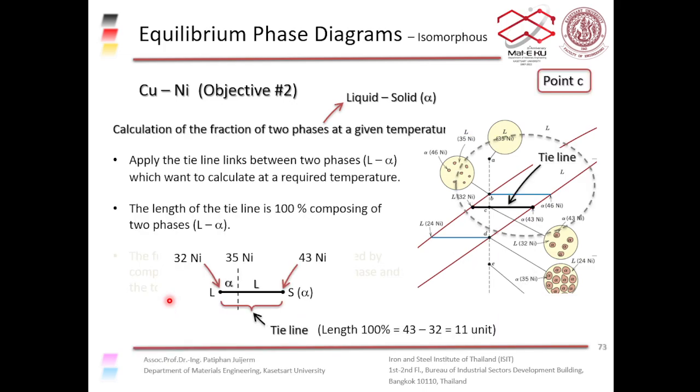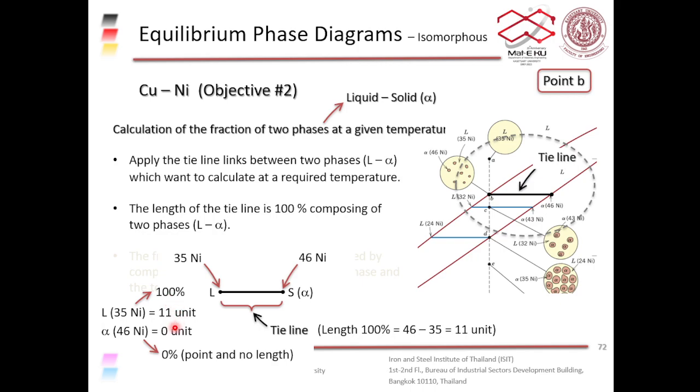But at point B, we have almost 0% alpha, very, very little amount of alpha, even though in that alpha we have 46% nickel, right? That means the total amount of nickel in alpha is negligible, a really, really small amount. And most of the nickel is still in the liquid phase, right? And we have a lot of the liquid phase.